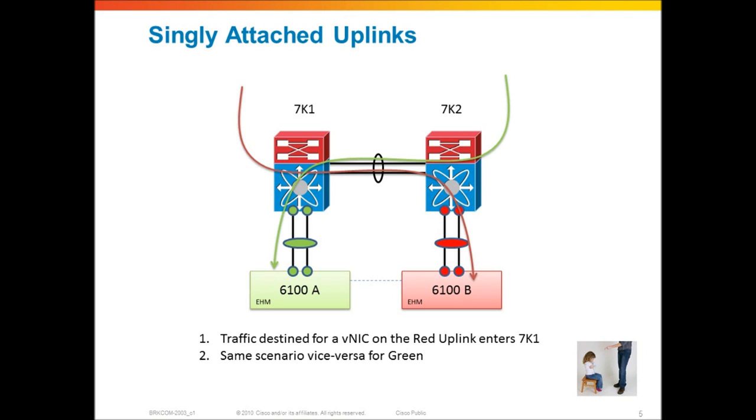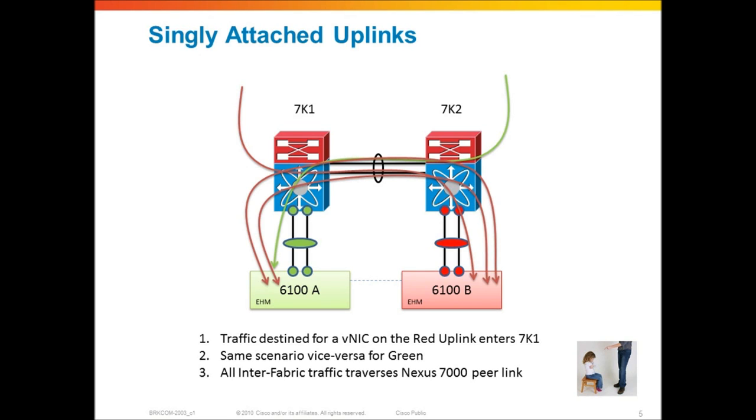Same thing vice versa. If traffic enters Nexus 7000 number 2 from the upstream network and is destined for a server or a VNIC or a VM that is associated with Fabric A, that traffic as well will have to traverse the peer link between the Nexus 7000s and then be delivered down to the appropriate fabric. Now recall all of that inter-fabric traffic we discussed earlier. All of that layer 2 or layer 3 traffic that has to traverse between Fabric A and Fabric B will also have to traverse that upstream LAN switch interswitch link to go between fabrics, because each LAN switch is only directly connected to one fabric.